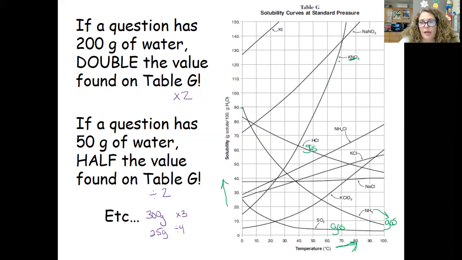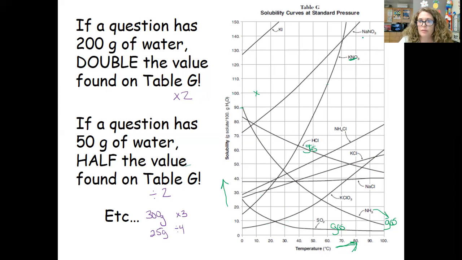On this table, like we did before with our point, any point below a line is considered unsaturated. So since I like to draw up here at the top of the screen, let's look at this potassium iodide. So if I put a point right there, at 10 degrees and 100 grams of potassium iodide, is this solution saturated or unsaturated? At 10 degrees and 100 grams, this point is below this potassium iodide line. That's an unsaturated solution.